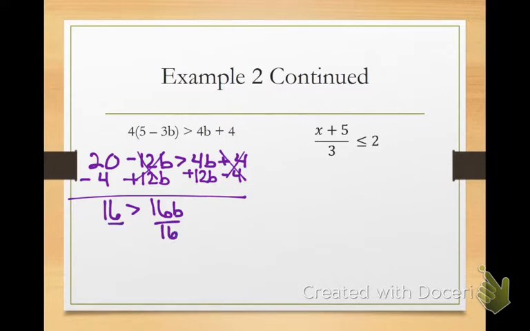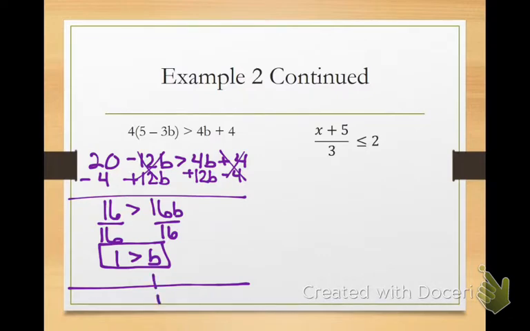So we divide both sides by 16, but how are we going to read this answer? It's really important that we read this correctly. How do we read it? B is less than 1. We have to read the variable first, and when we read it that way, it's an open dot on the 1 and an arrow going left.